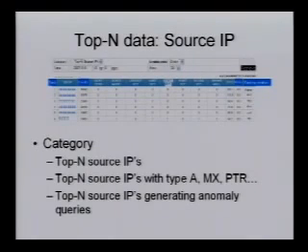From now on, I'll explain the tab and data submenu. This is the source IP submenu. The category field will be changed by clicking the combo box. The category tab and source IPs is a ranking of source IPs who generate queries. Tab and source IPs with type A is a ranking of source IPs which generate type A queries.